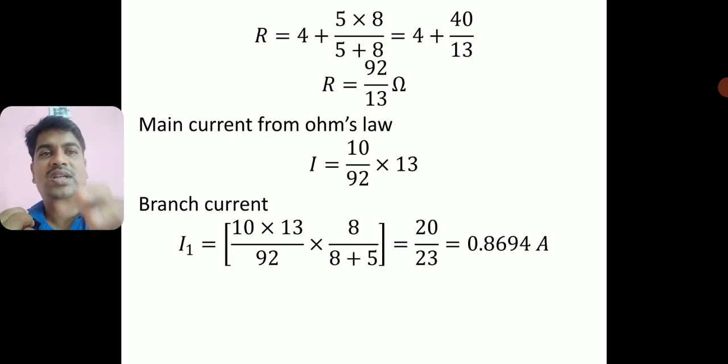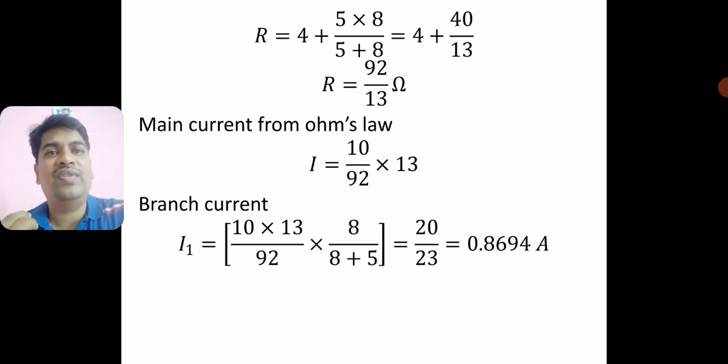So this gives us the branch current, meaning the current which is flowing through the 5 ohm resistor. If I calculate this, it comes out to be 20 by 23, which is 0.8694 ampere. This is the branch current, the current flowing through the 5 ohm resistor with only one source, that is the 10 volts battery. So one individual contribution I have calculated.